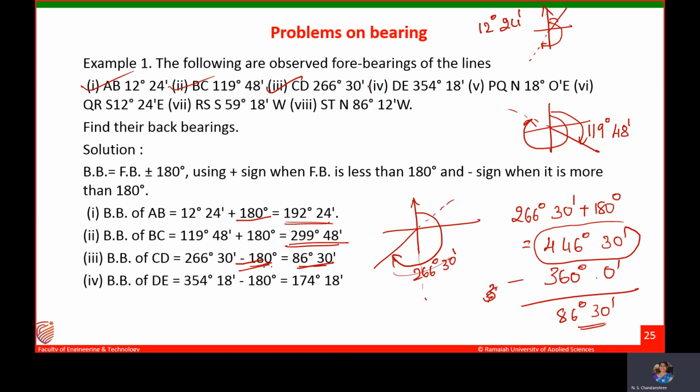Next is the bearing of 354 degrees 18 minutes. In a similar way, 354 is in the fourth quadrant, that is the northwest quadrant. Then we can directly subtract 180 and it will come here.